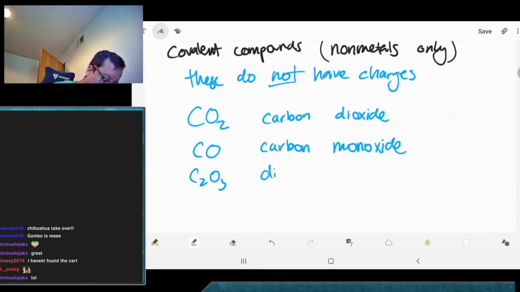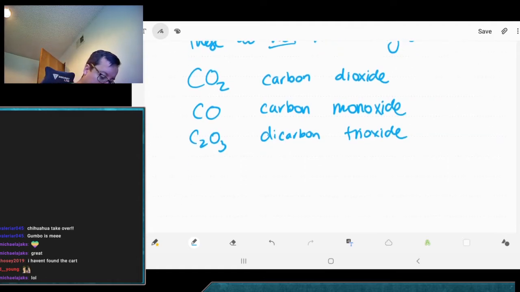Giving you a bunch of examples here. There's no way to salvage this one. Okay, let me try again. Dicarbon trioxide. Hopefully here we're seeing a pattern. We're really lucky with covalent compounds. They're the easiest ones to name.